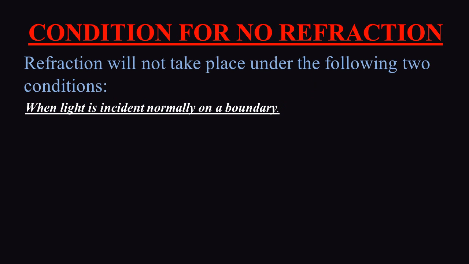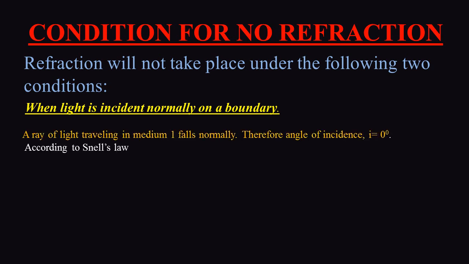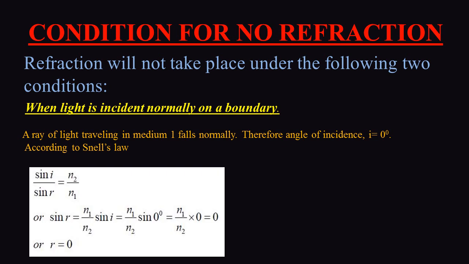Condition for no refraction. Refraction will not take place under the following two conditions. First, when light is incident normally on a boundary. A ray of light traveling in medium 1 falls normally. Therefore, the angle of incidence i equals 0.